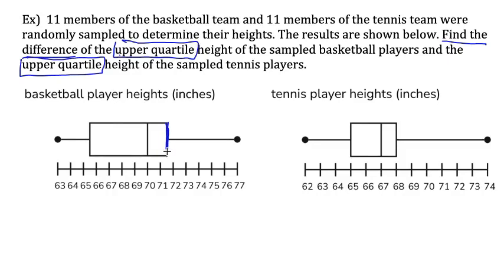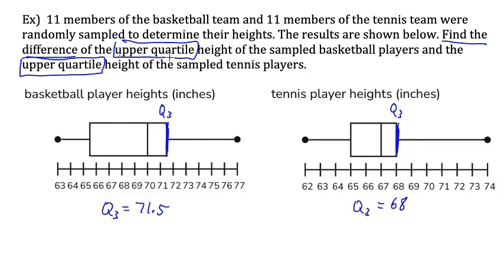Well, here's the upper quartile, which would be the third quartile, for the basketball players. That looks like about 71.5. And here's our upper quartile, or third quartile, for the tennis players, and that looks like it's 68.